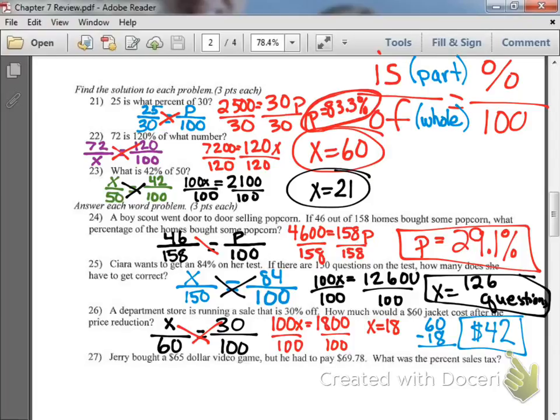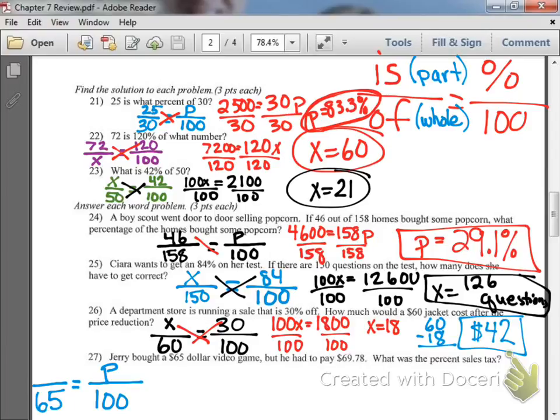Everybody good on 26? Now 27 is pretty tricky. I'm going to walk you through 27. The way we want to set up 27 is we are looking for the sales tax percent. So I'm looking for the percent. The original price goes on the bottom, so 65 goes on the bottom. Now normally we put the amount paid in sales tax on the top. Do we know the amount paid in sales tax? No. We know the total, we know the original.